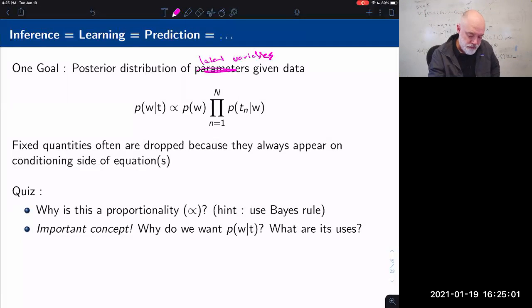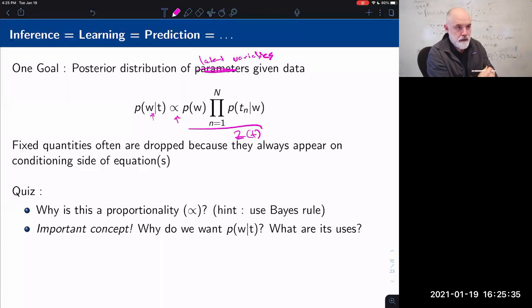Given data, there's only one latent variable in this model. It's W, given whatever we observe, and that's all of the T's. We know from Bayes' rule that we can write this down, and this is another thing you should just have in your head straight away. Every conditional distribution of interest is proportional to the joint distribution. And what is the joint distribution? You can just read it off of the graphical model. All that's missing is some normalization constant, which in this particular case is going to be a function of T.